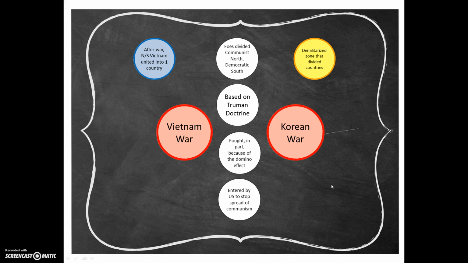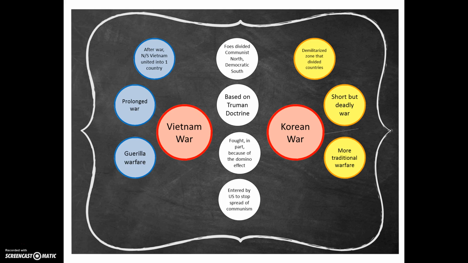After the Vietnam War, both North and South Vietnam united into one country, while Korea created a demilitarized zone that divided North and South Korea. Vietnam was a prolonged war, while the Korean War lasted a relatively short 3 years. Vietnam saw guerrilla warfare tactics, while we saw more traditional warfare tactics in Korea, and many Vietnamese got involved in the war on both sides, making it hard to tell who was who, but we mostly fought government forces in Korea.